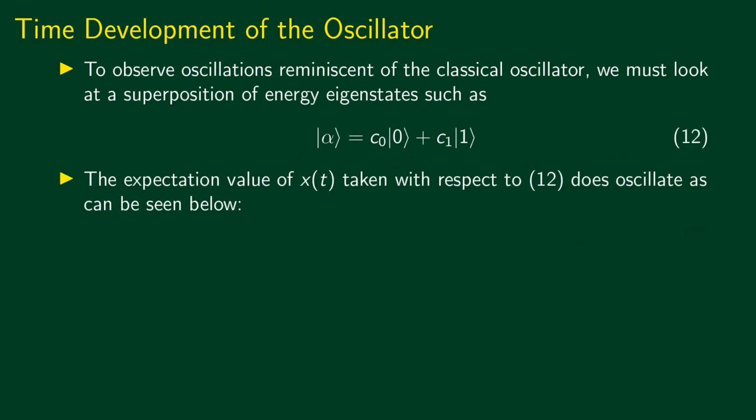If you want to observe oscillations of the expectation values, then you must look at a superposition of energy eigenstates. For example, you may consider a state ket alpha is equal to C0 ket 0 plus C1 ket 1. This is a superposition of energy eigenkets ket 0 and ket 1. If the harmonic oscillator is in this state, then we can show that the expectation values of x of t and p of t do oscillate.